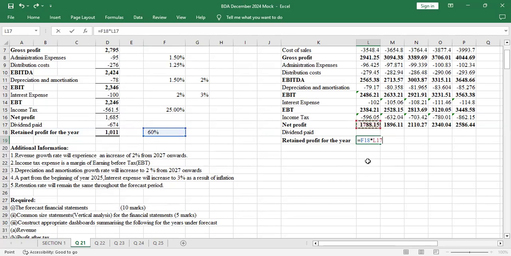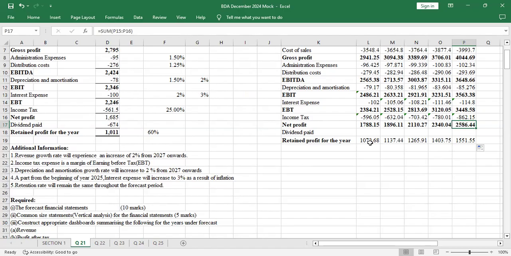Because the retention rate was constant all through, unlock the rate of 60% completely by introducing the dollar sign before and after the column. Then I just enter, and once I enter that, I just drag. So that when I drag, even when you click this one for 2029, it will give me F18 times P17. P17 is this value here.